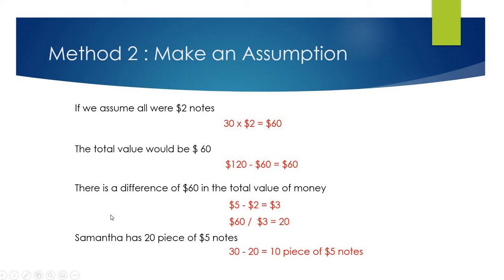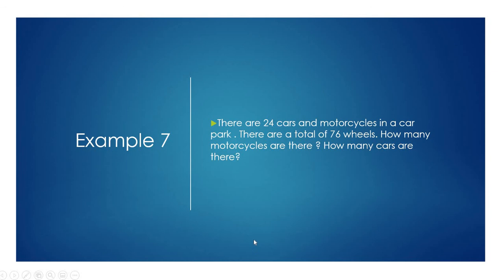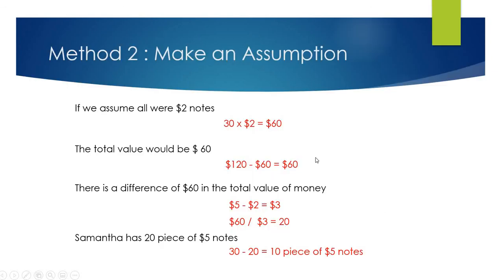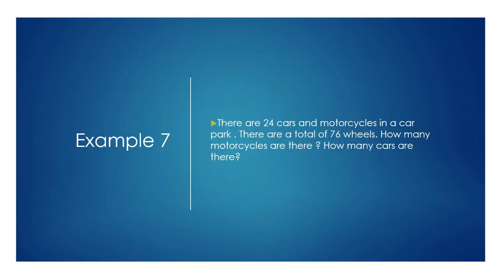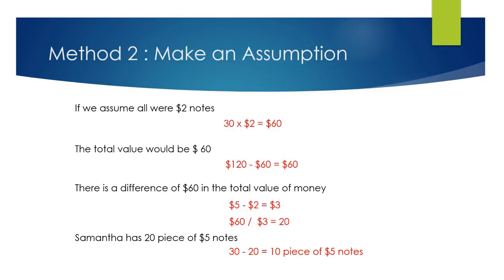So therefore, Samantha has 20 pieces of $5 notes. 30 minus 20 equals 10. Then Samantha has 10 pieces of $2 notes. So it doesn't matter if you choose $2 or $5 at the start, you will get the same answer at the end.